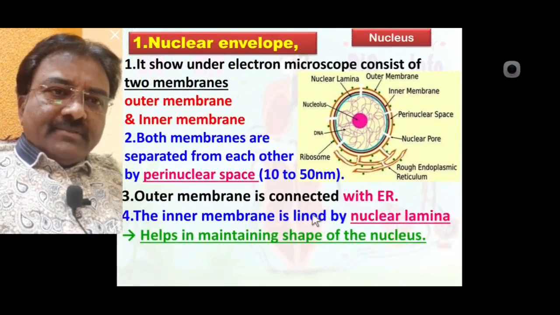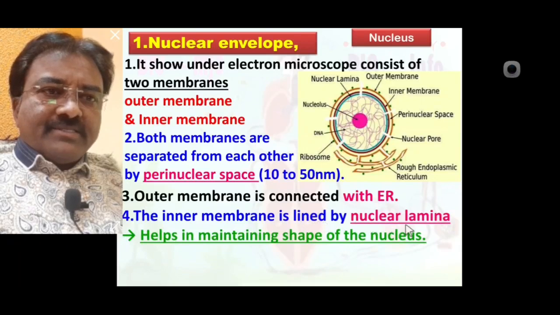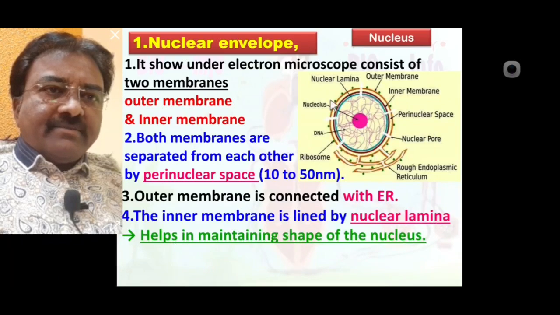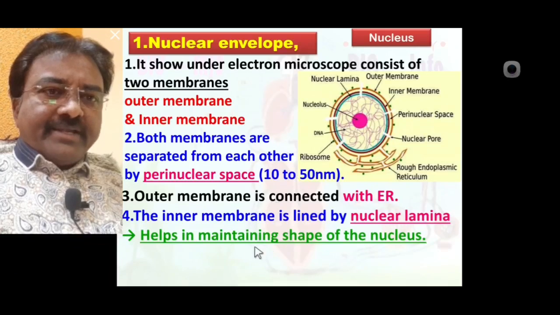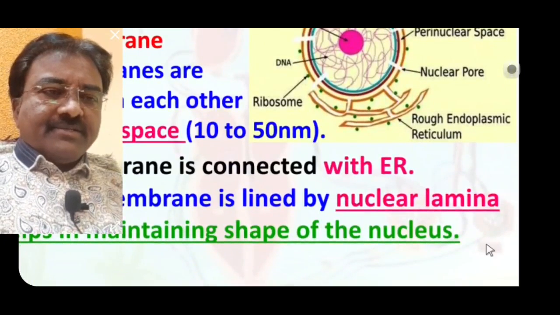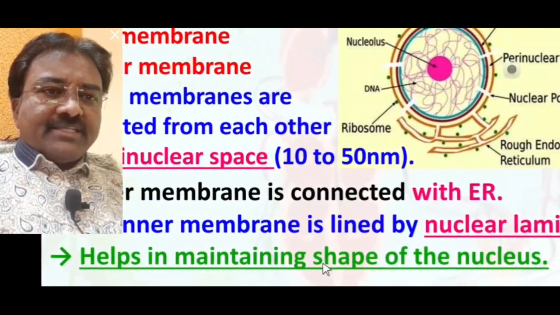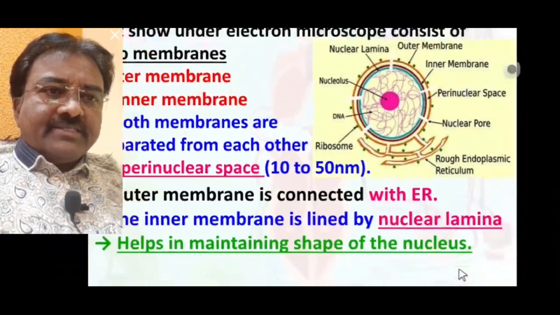Now this nuclear lamina is most important for the nucleus because it helps maintain the shape of the nucleus, due to the lamina present inside the inner membrane of the nuclear envelope. Hope that you understood. The most important function provided by the nuclear lamina is to help maintain the shape of the nucleus.